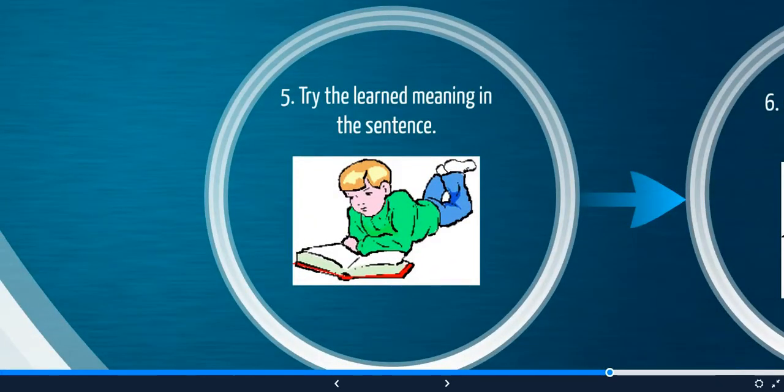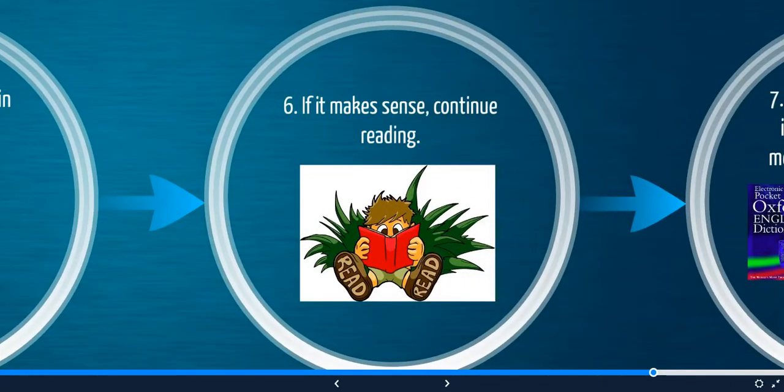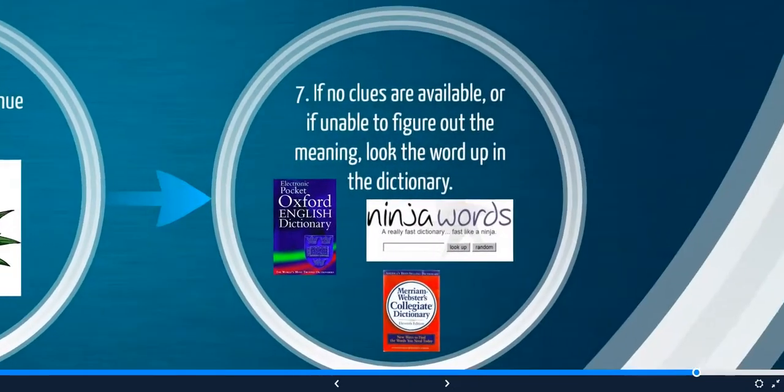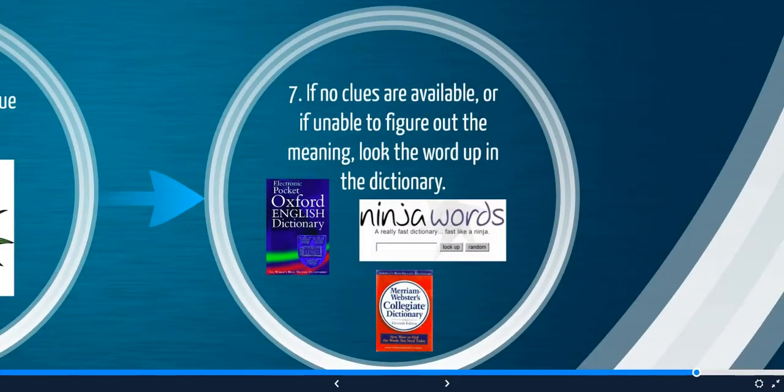Once you have a guess of what you think the word might mean, then try it out in the sentence. Replace the word that you're trying to figure out with what you think it means and see if it makes sense. And if it does make sense, well, then you probably got it right, so keep reading. However, if there are no clues or that just doesn't make sense or you're having real trouble, then there's nothing wrong with Googling it or quickly looking it up in a dictionary to make sure that you really do understand what it means.